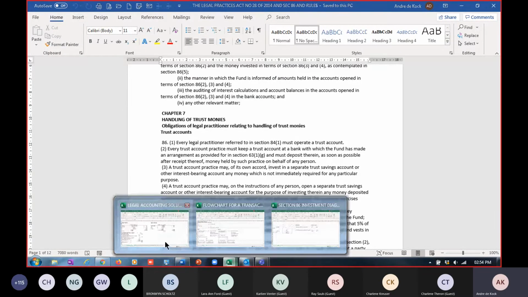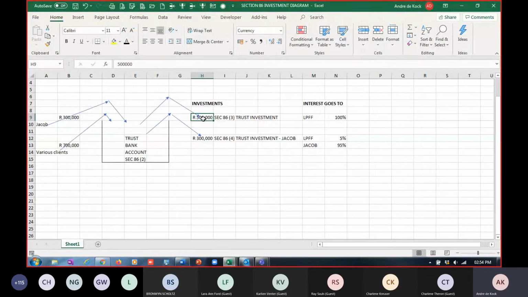So if we go back to over here, we take the file now. In whose name will you make out this investment? This bank account is in your practice's name. The money goes in. When you invest this, you again invest it in the name of your practice. But the account has got to contain a reference to this section. In other words, if it was me, it would be De Kock Attorneys, Trust Investment in terms of section 86.3. That is what the name of the particular account would be.